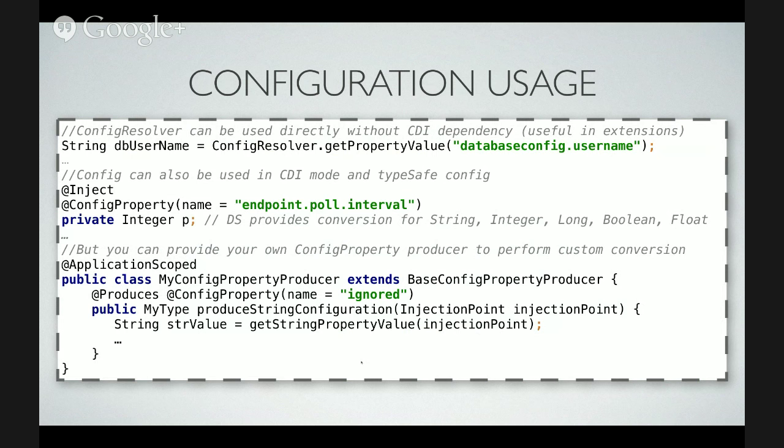It's also a type-safe way of injecting configuration. You see in the example here, we are injecting the value in an integer field. DeltaSpike provides out-of-the-box conversion for string, integer, long, boolean, and float. You can provide your own way to produce the config property. The last example shows, for instance, a way to provide your own conversion for your own class. So it's very open and very extendable.